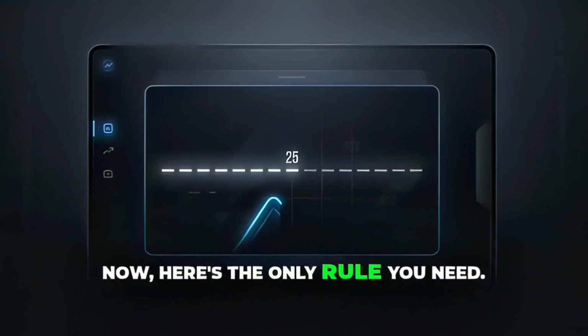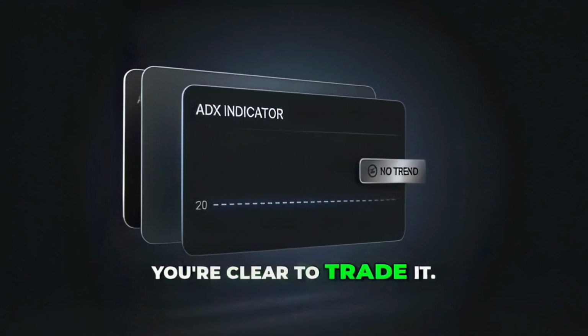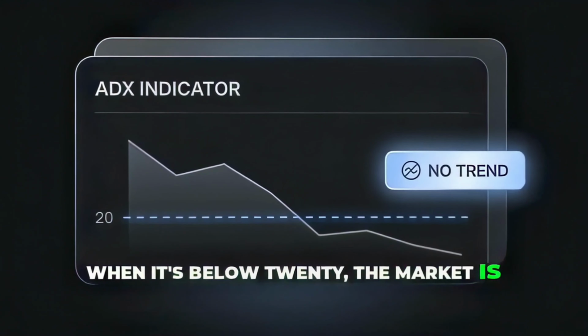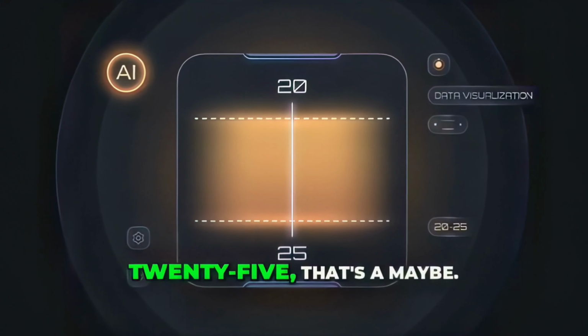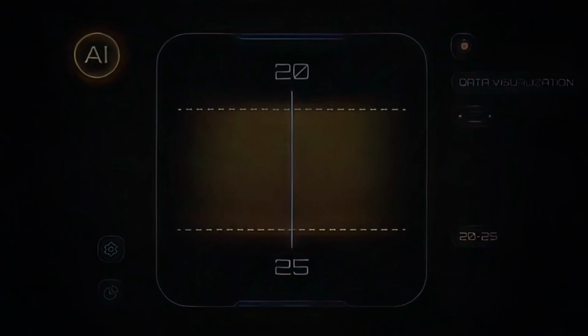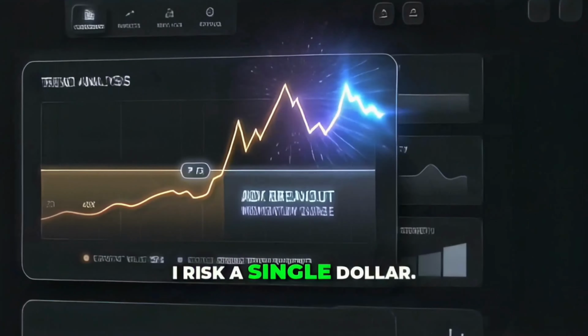Now, here's the only rule you need. When the ADX line is above 25, there's a real trend. You're clear to trade it. When it's below 20, the market is chopping, no trend, you sit on your hands. And that in-between zone, 20 to 25, that's a maybe. Personally, I wait. I want to see it push above 25 before I risk a single dollar.